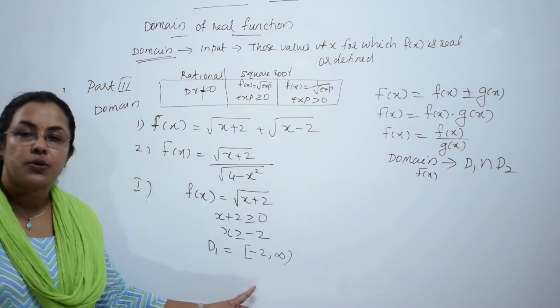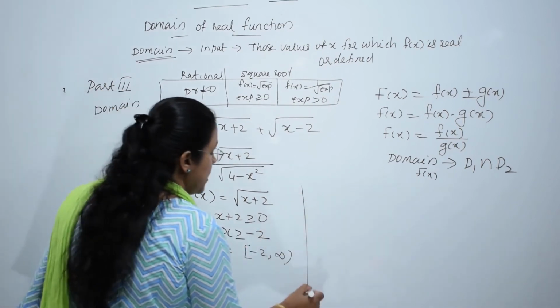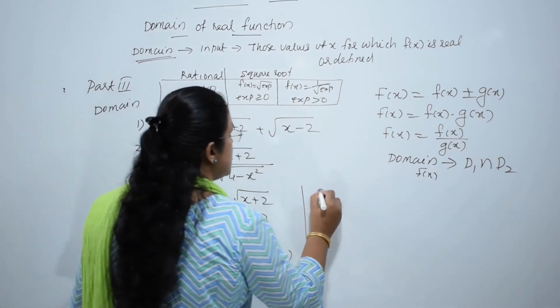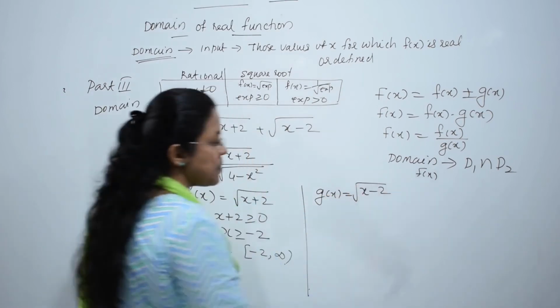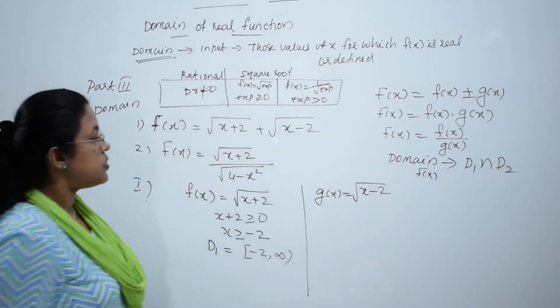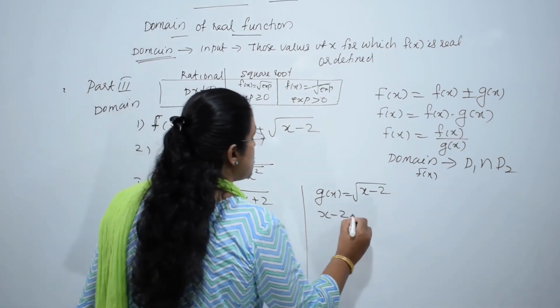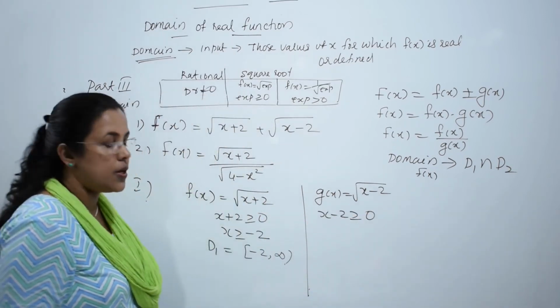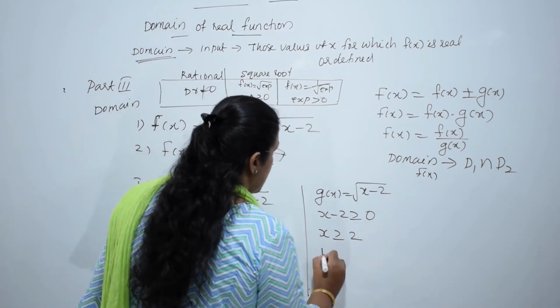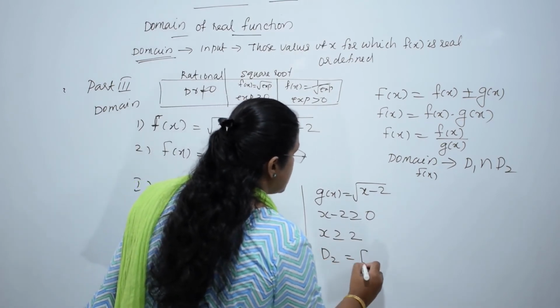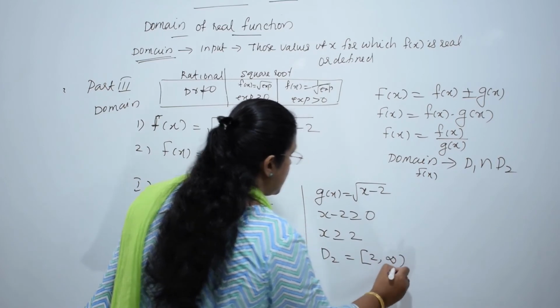All of you know how to calculate this. Now calculate the second one. g(x) = √(x−2). We know how to calculate it. x − 2 ≥ 0, x ≥ 2. That means the domain of g(x) is 2 to infinity.